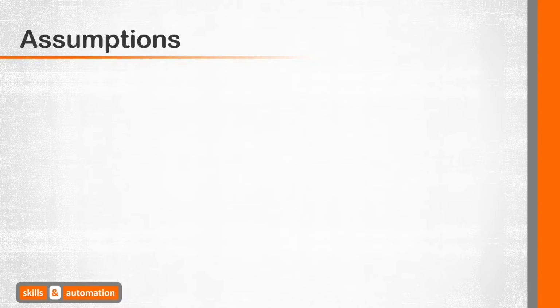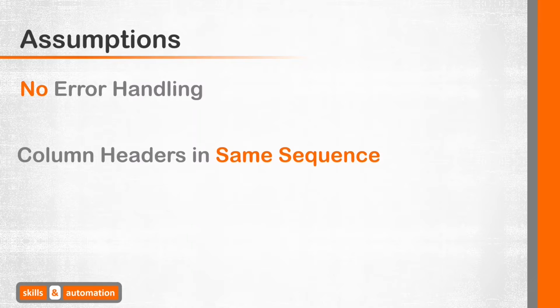We will make a few assumptions regarding the scenario with the intention of just focusing on the code where we do our comparisons. There will be no error handling of any kind. For example, I will suggest that you check that the headers match before you compare the two data sets, but we won't be doing that here. The column headers in both data sets need to be in the same sequence. If they aren't, the macro will not work.